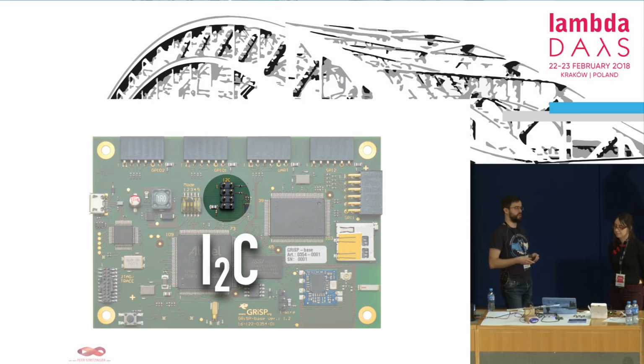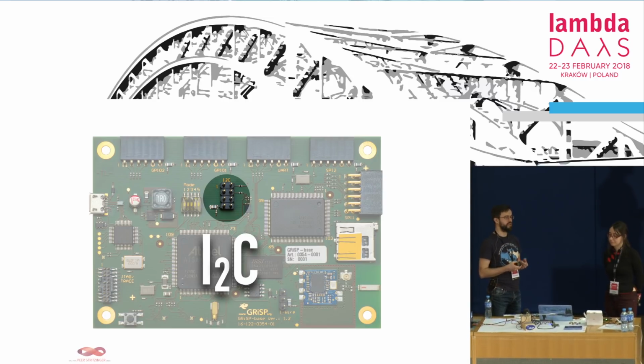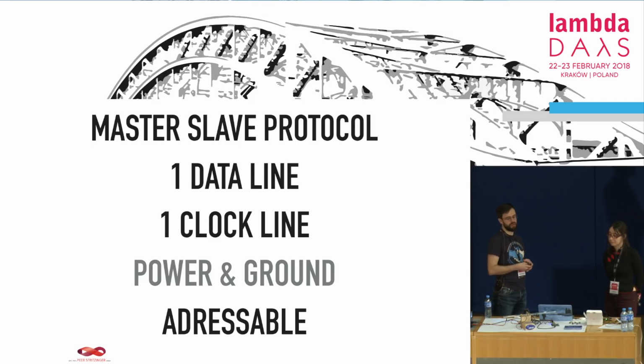The first one is I2C. This stands for Inter-Integrated Circuit, and was originally developed in the 80s by Philips. It is a 4-wire, master-slave protocol. It has one wire for the data, one wire for a clock line for synchronization, and power and ground in addition to this. It is a bus protocol, which means you can chain lots of devices on the same bus, and you can address them. Each device has an address, and you can send data to a specific device using its address. You can have up to 1,000 devices on the same bus, so it's very scalable.